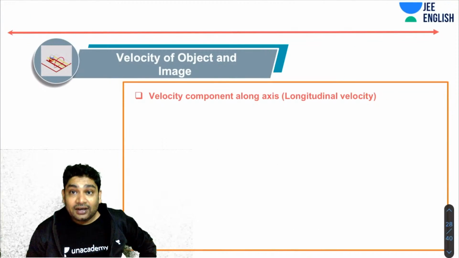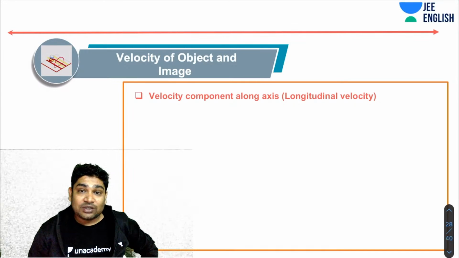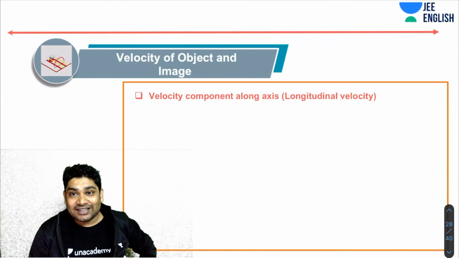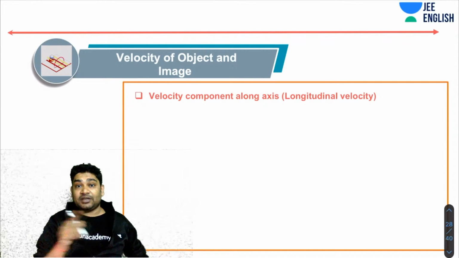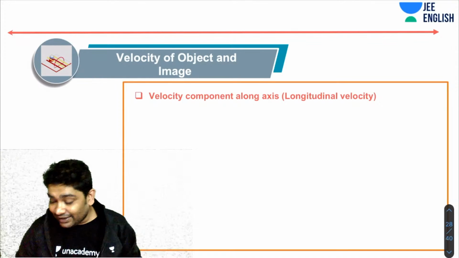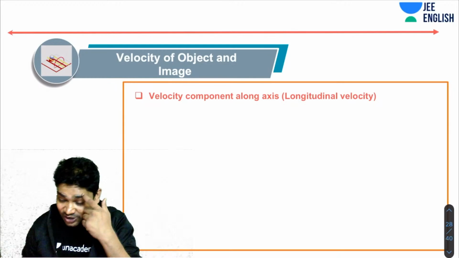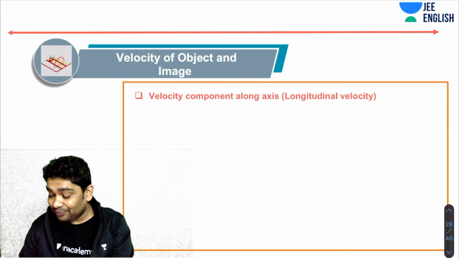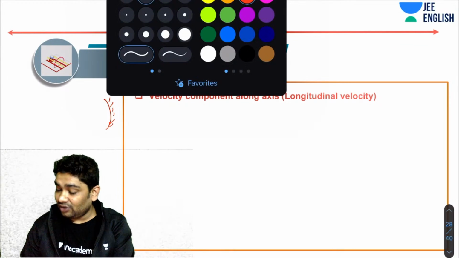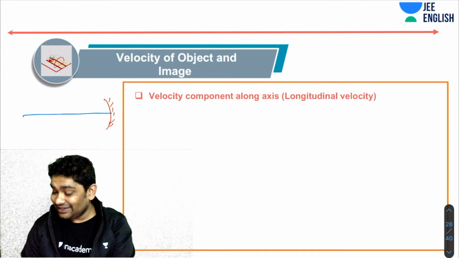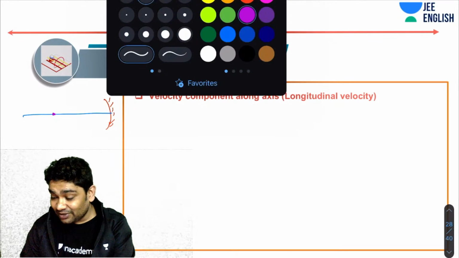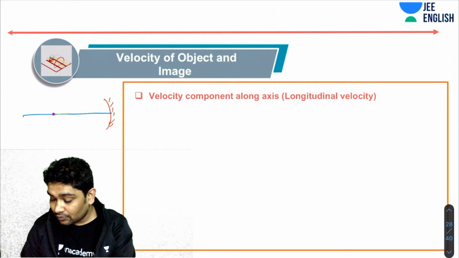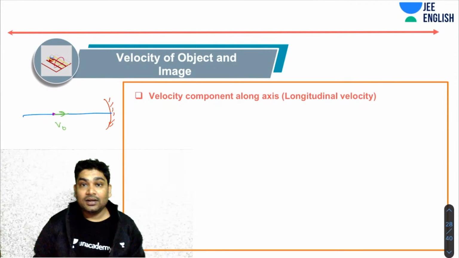Right. Now let's talk about the velocity of the image when the object is moving. In case number 1, we consider the velocity component along the axis. So case 1, the object is moving along the principal axis. Let's try to relate the image and the object velocities. Say you have your mirror here, and you have your optical axis like this, and an object moving towards the mirror with some speed v of object.